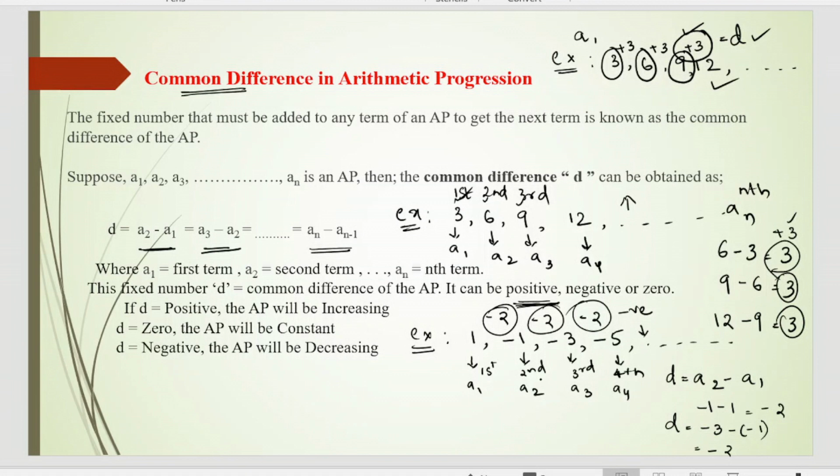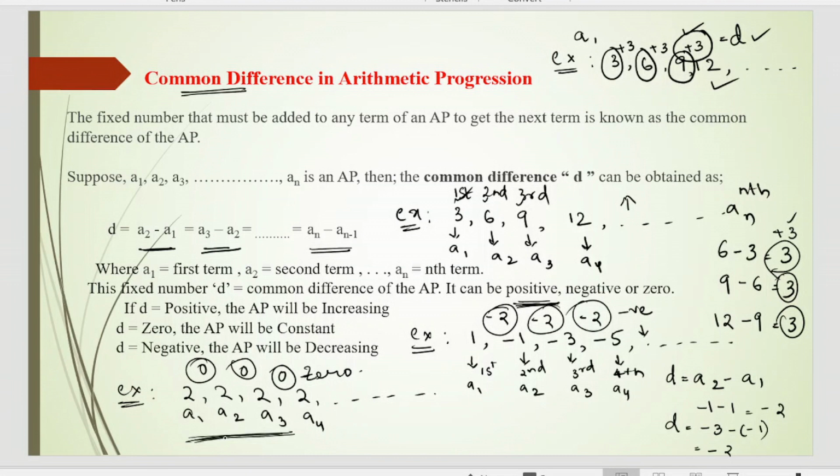Now if the common difference is 0, how will the AP be? If you take this example, 2, 2, 2, 2 and so on. This is A1, A2, A3, A4 and so on. What is the common difference? A2 minus A1 is 0. A3 minus A2 is 0. A4 minus A3, which is 2 minus 2, is also 0. You can see the common difference is 0 here. If the common difference is 0, the AP is constant.